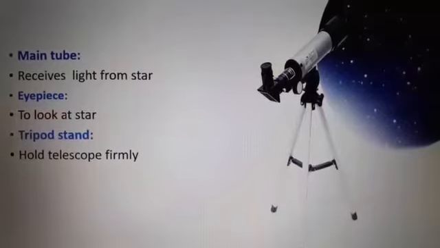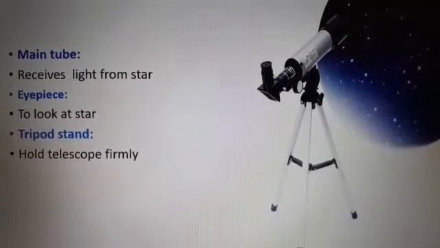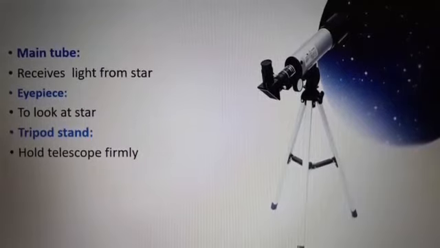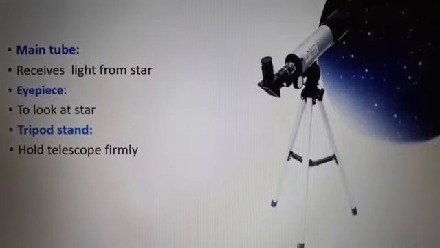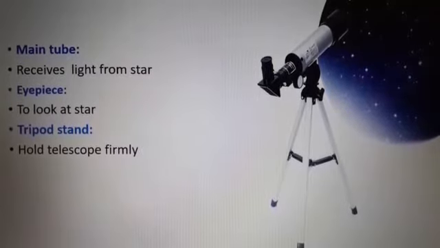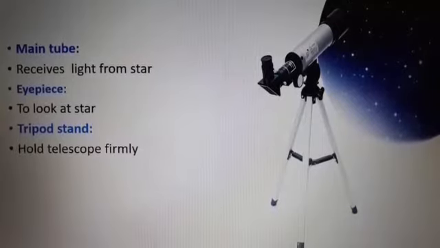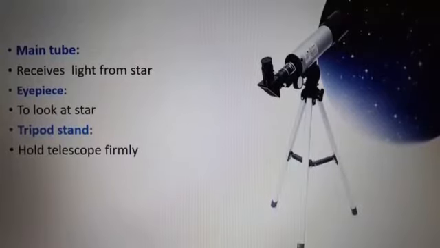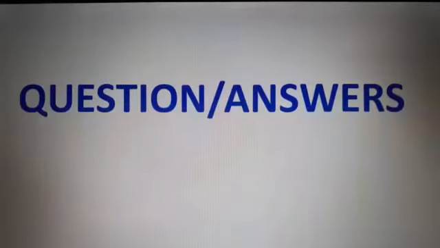Main tube. The light from the star goes through the main tube to the eyepiece. Eyepiece. To see the stars, we look through the eyepiece. And the tripod stands. These are the legs of the telescope, and this tripod holds the telescope still when we use it. Next, come to the question answer.